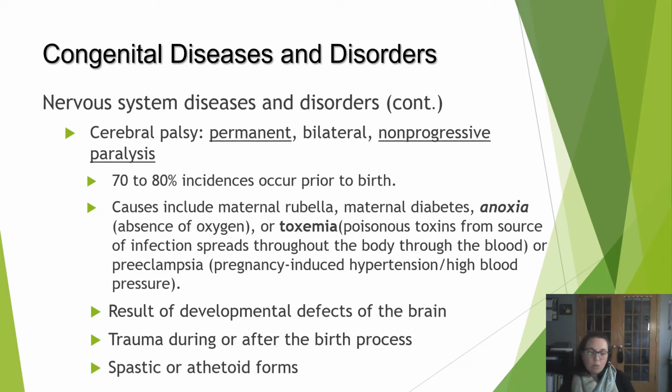Also toxemia, where poisonous toxins are found in the blood. You also have preeclampsia. This can be a contributing factor. This is where the mother has pregnancy-induced hypertension, aka high blood pressure. And then cerebral palsy results in developmental defects of the infant's brain. There's also trauma-induced palsy that can occur during or after the birthing process. Two forms of cerebral palsy are spastic, which is increased muscle tone, and athetoid, which involves involuntary movement.